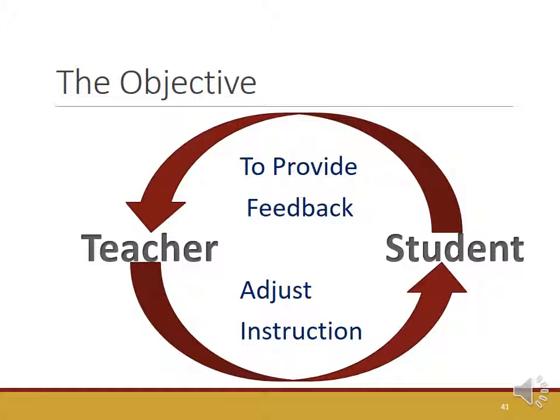All right, so the objective, and I kind of mentioned this already, is that you're trying to provide feedback and adjust your instruction. So it's no longer teacher to student or student to teacher. It is a cyclical cycle: the teacher is providing feedback to the student, the student is doing something to provide feedback to the teacher, and it just continues over and over again.